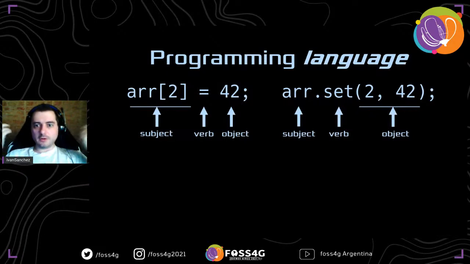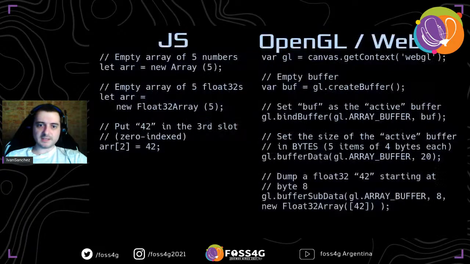Subject, verb, object, this I can understand. I know that the operation is doing something on the subject. That's it. This is like basic understanding of programming. It's kind of too obvious, but that's it.